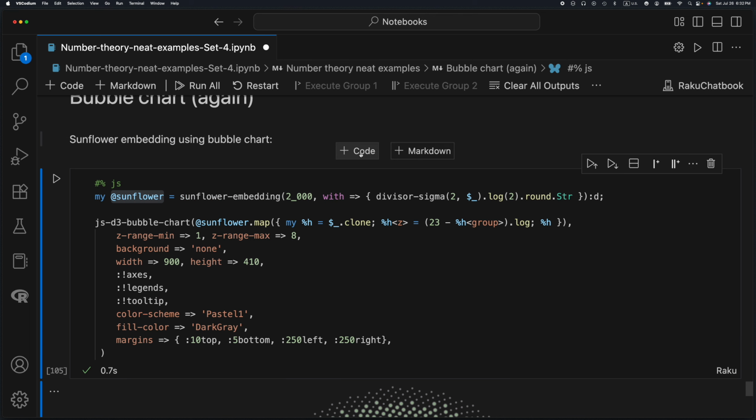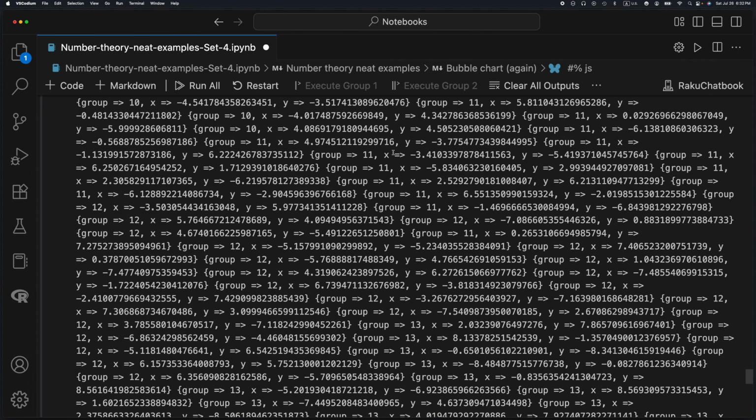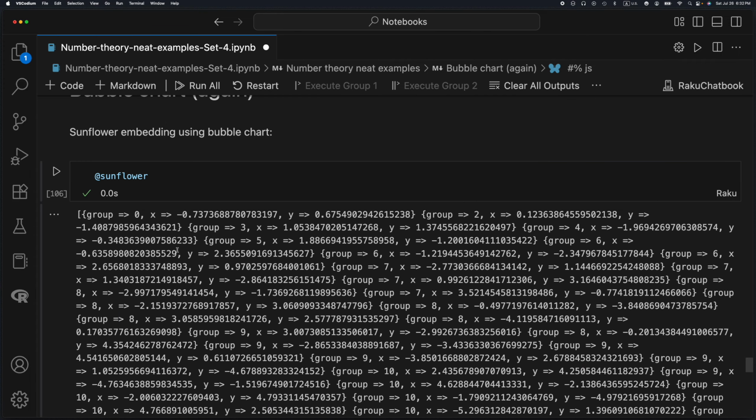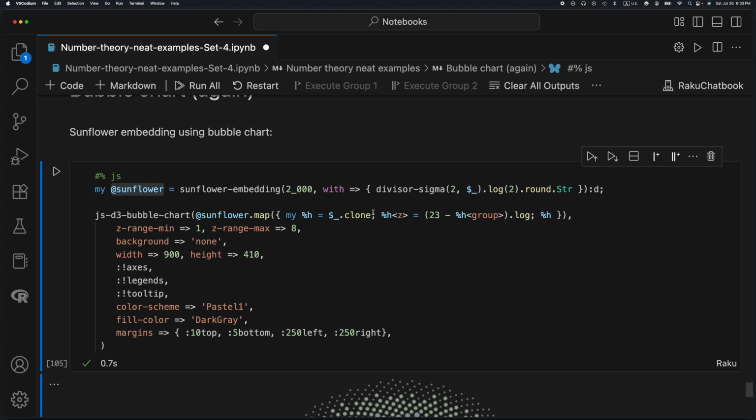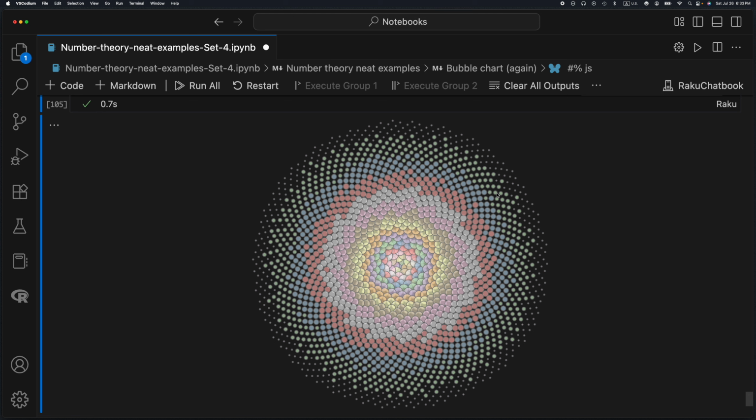If I show you what the sunflower embedding looks like, it's a data set, if you will: a list of hash maps with the keys group, X and Y. I'm adding a fourth element, the Z value, which determines the size of the bubbles. And I think the result is pretty compelling.